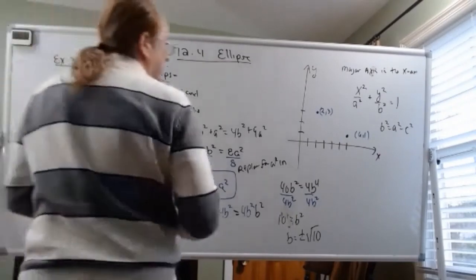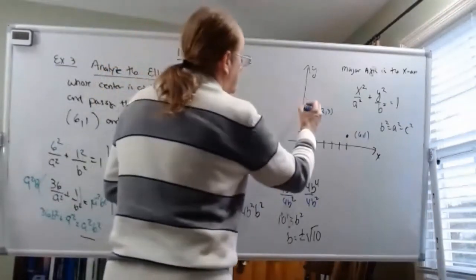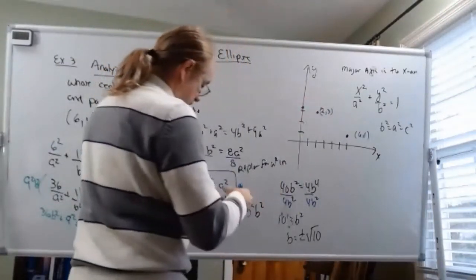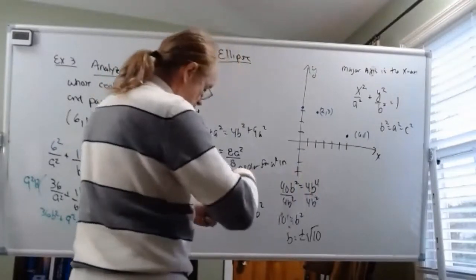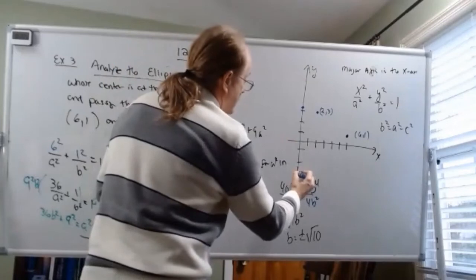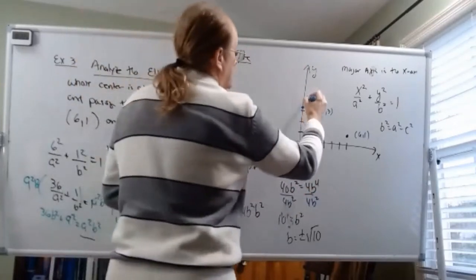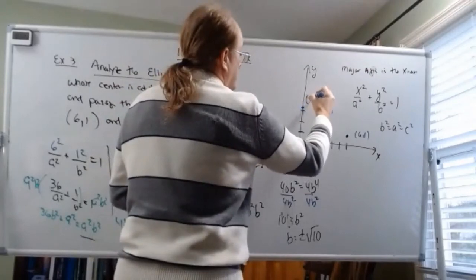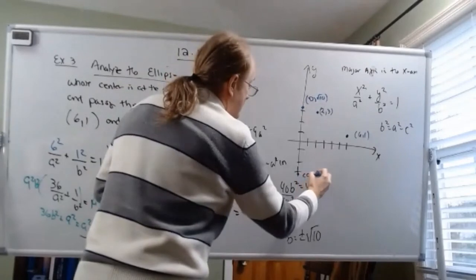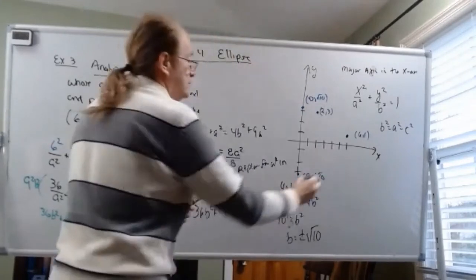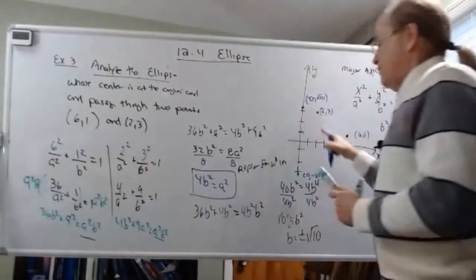That's 3.16, so here's 3.16, it's right about here. And then the negative one as well. 3.16 is the other value right here. There's my minor axis values. So (0, √10) and (0, −√10). So I'm starting to get its vertices.